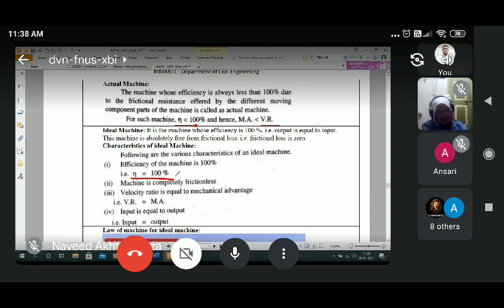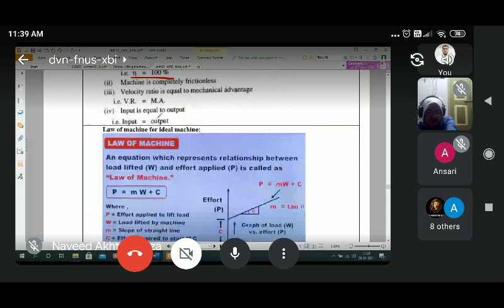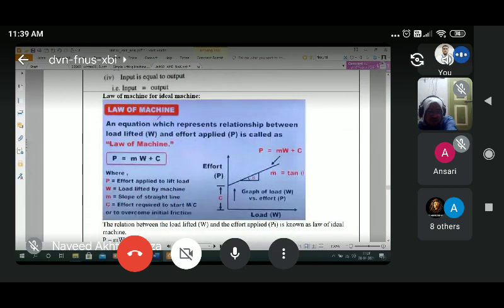So you can say that the characteristics of an ideal machine are: efficiency of the machine is 100%, the machine is completely frictionless, and velocity ratio is equal to mechanical advantage. Or you can say that input is equal to output. So that is nothing but your ideal machine. Okay, so this is the definition of your ideal machine and real machine. Now we'll see the law of machine for ideal machine.